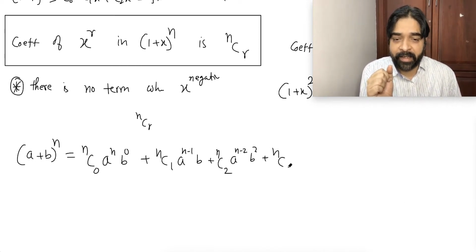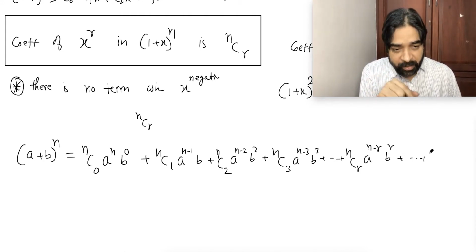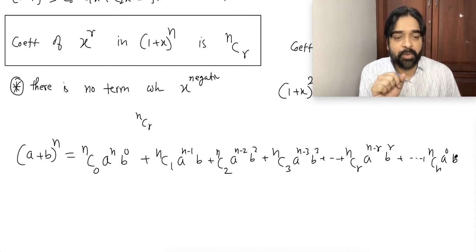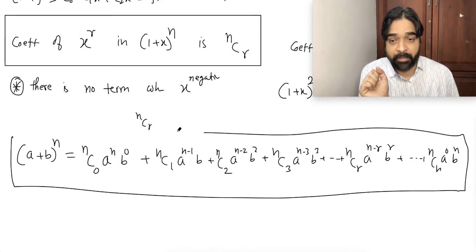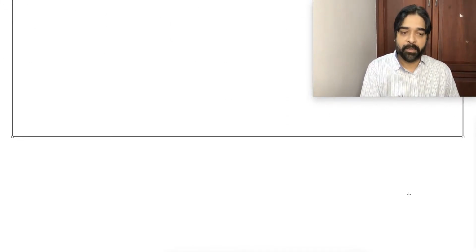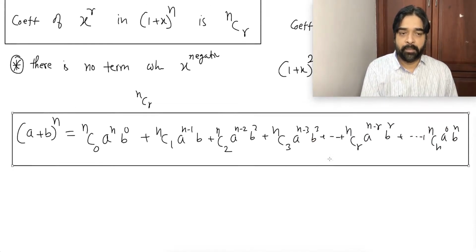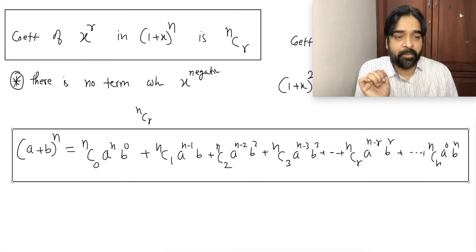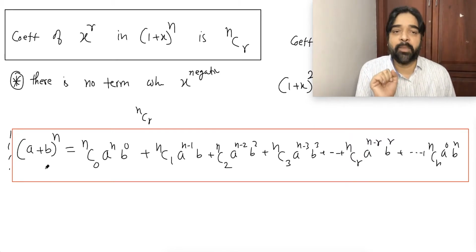Same way, NC3, A power N minus 3, B power 3, plus so on. NCR, A power N minus R, B power R, plus so on. And the last term, NCN, A power 0, B power N. This is the actual definite binomial theorem formula, which you should know. It is this big. More detail we will see in the binomial theorem, but easily we can derive it by using permutation and combination.